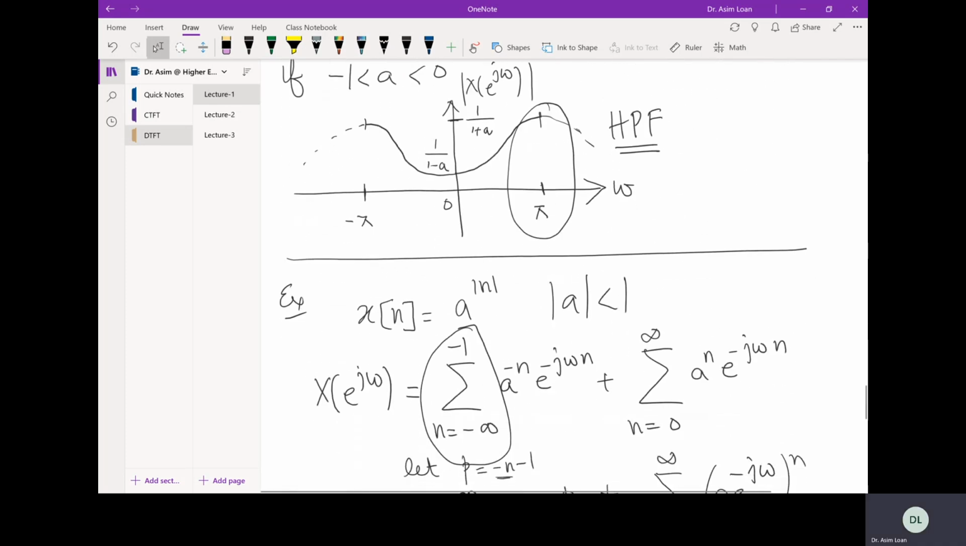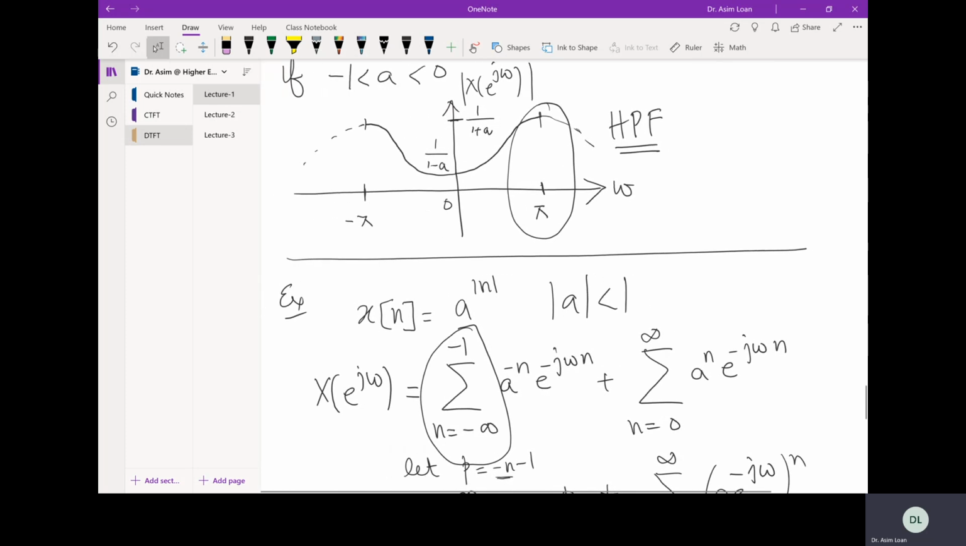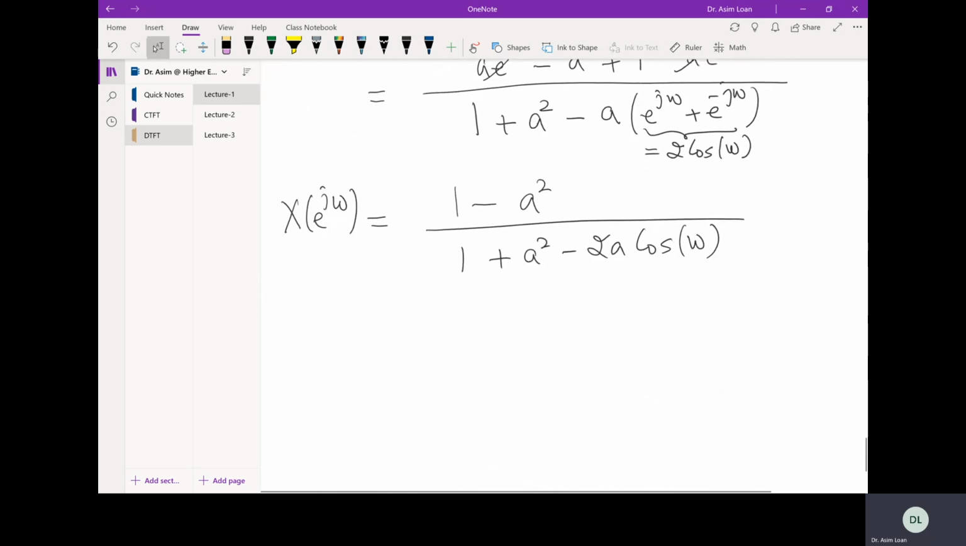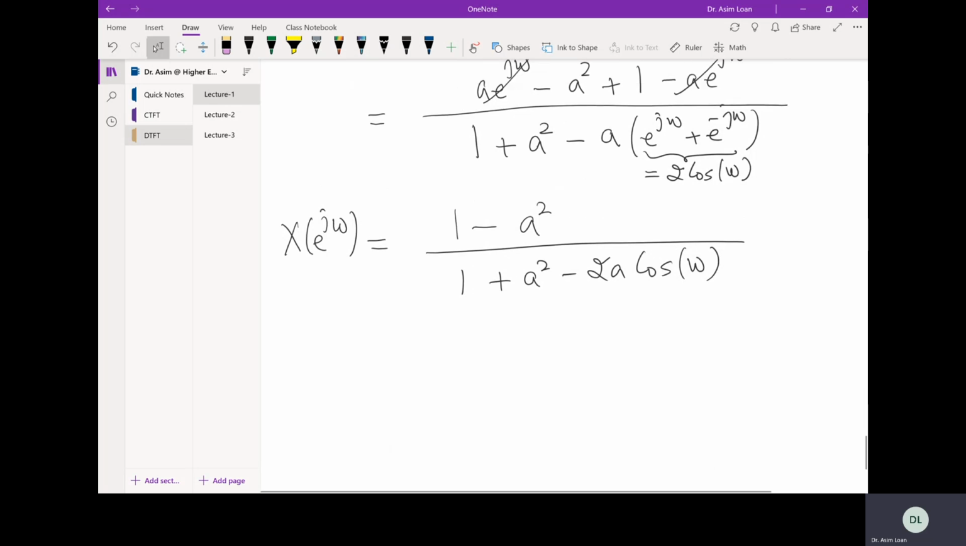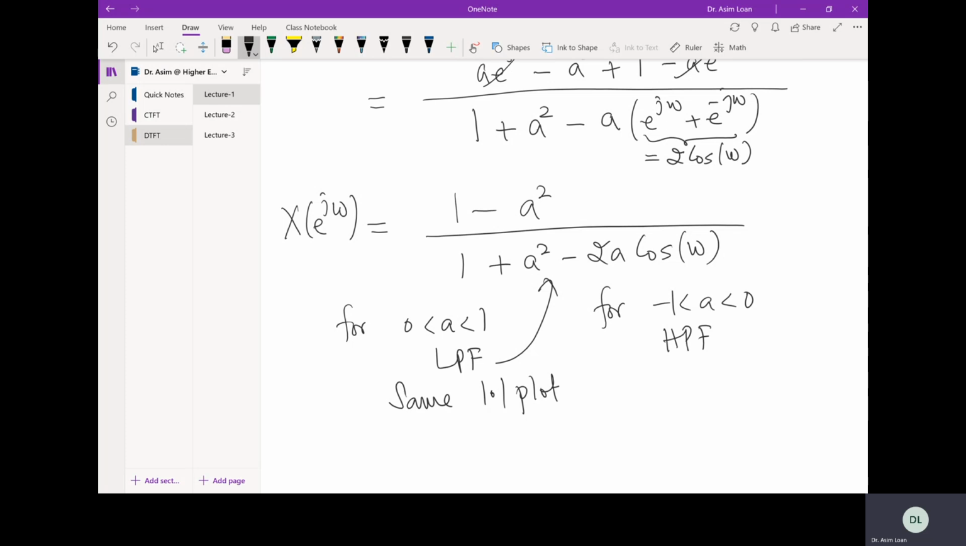So the denominator is exactly the same. The only difference in the numerator is that instead of 1, we have 1 minus A square. If you go home and plot, you'll get exactly the same plots as for the previous example. For 0 less than A less than 1, this is a low pass filter because the denominator is the same. And for minus 1 less than A less than 0, this is a high pass filter. Same magnitude plots as the previous example.